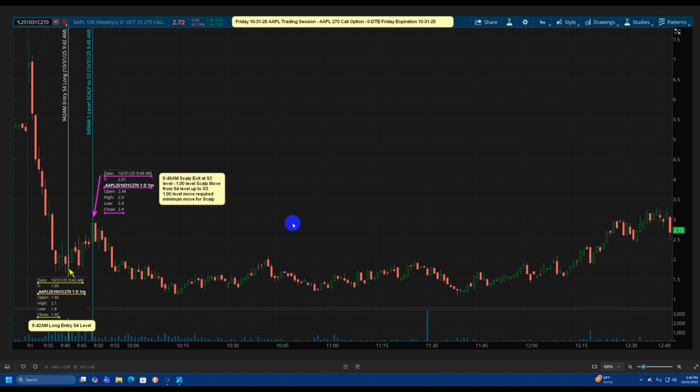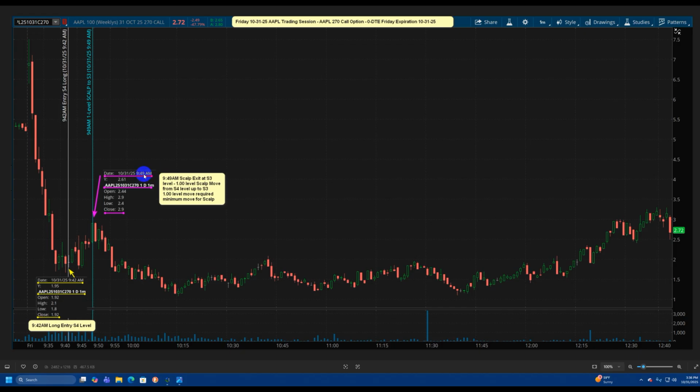Okay, here's the 270. Remember, this is the at the money to the S4 level for that S4 bullish play. 9:42 a.m. This candle here. Remember, we were waiting for a few candles to make sure it was stabilizing. $1.92 entry, long entry S4 level.